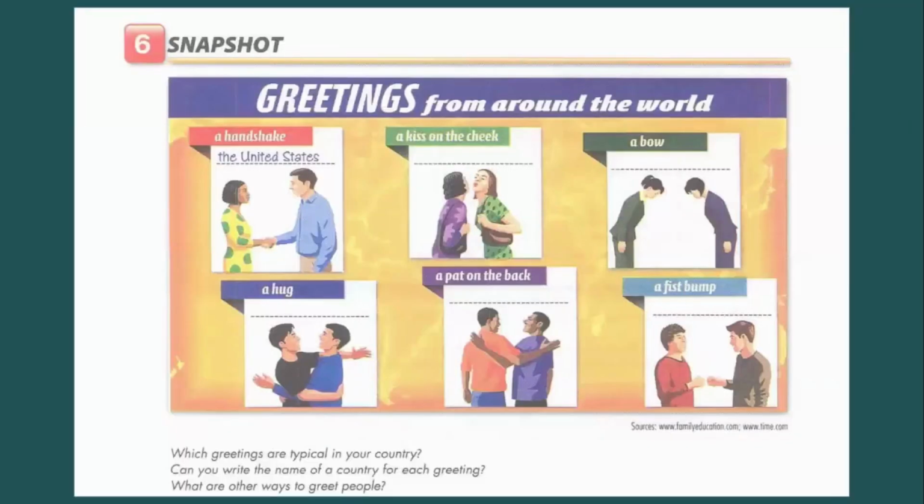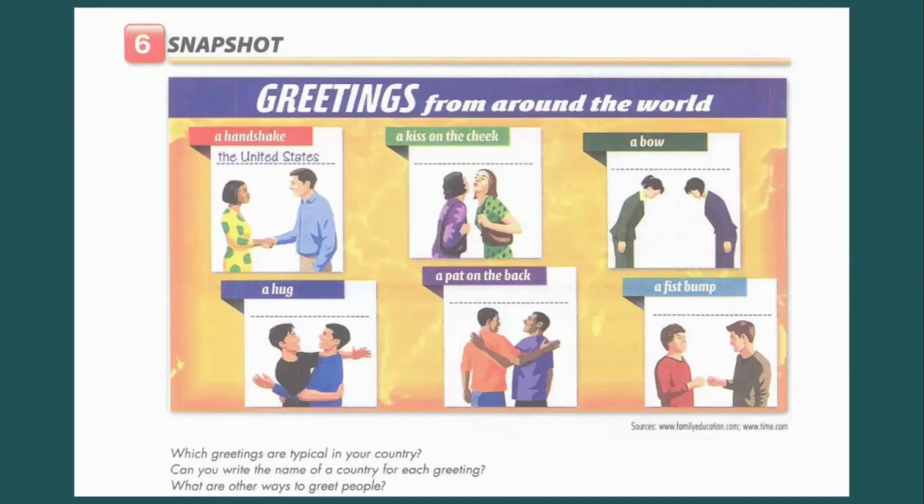Okay, now we are going to be looking at something called greetings from around the world. So you might know as we move around the world, there are various types of greetings. For example, in India, we do namaste. But if we go to a foreign country, we do a handshake, we bow, we give a hug, we give a pat at the back, we do a fist bump, or we give a kiss on the cheek.